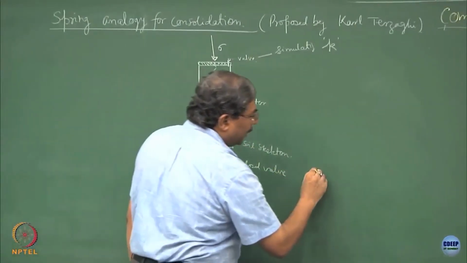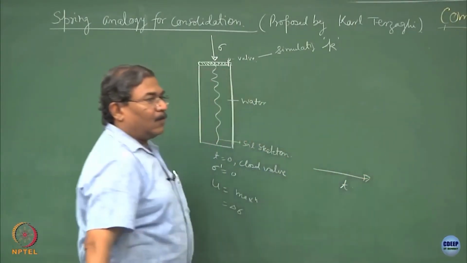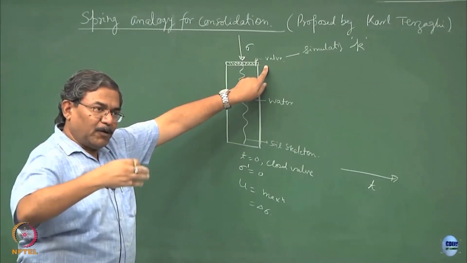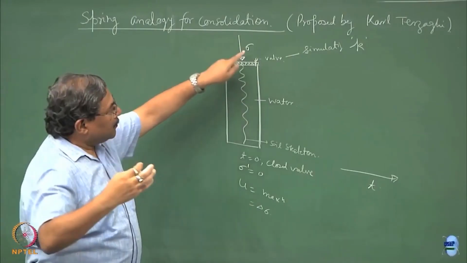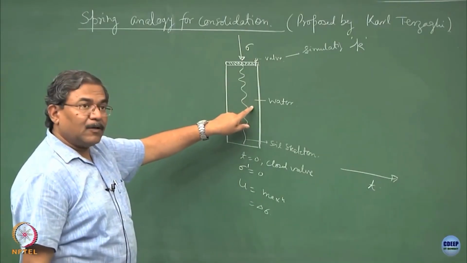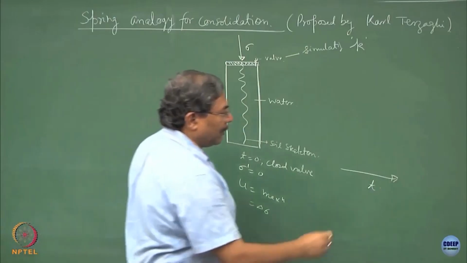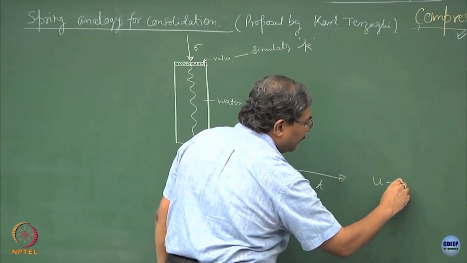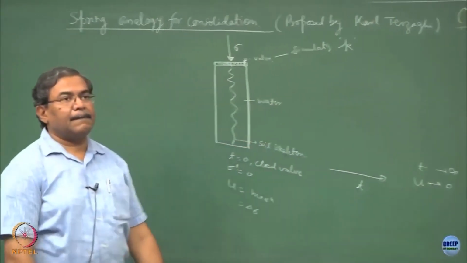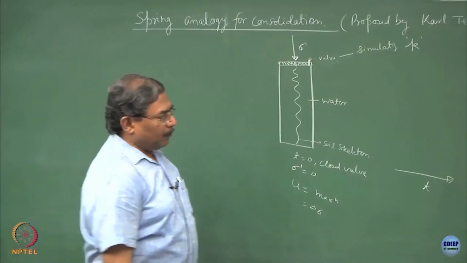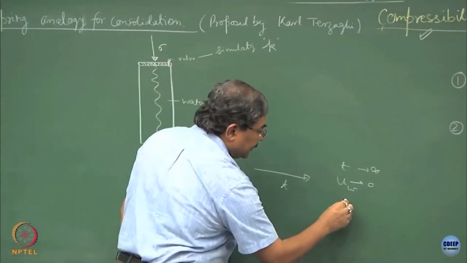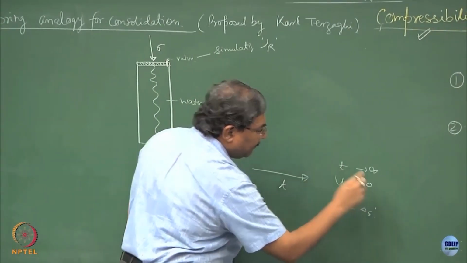Now, as time passes by, what happens? If I open the valve, that means if I allow dissipation of pore water pressures, this piston will move further, the spring will get shrunk, and water, being incompressible, will come out. So, what is going to happen? The pore water pressure will tend to 0 at t tending to infinity. Now, when pore water pressure tends to 0, the sigma prime will be equal to delta sigma.